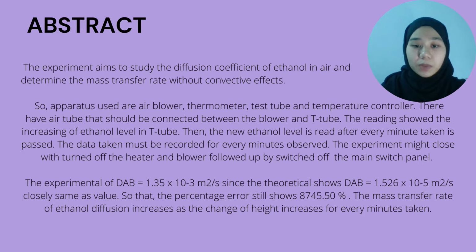The data taken must be recorded every minute observed, and the experiment closes by turning off the heater and blower, followed by switching off the main switch panel. The experimental result of DAB is 1.35 times 10 to the power of 3, while the theoretical value shows 1.526 times 10 to the power of 5 m squared over s, which is closely the same value.